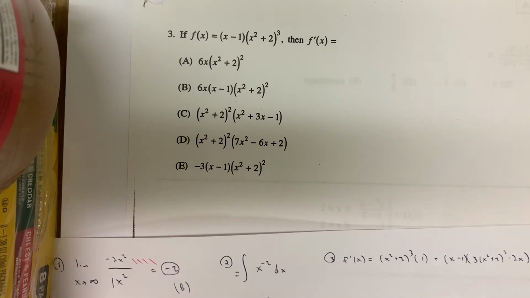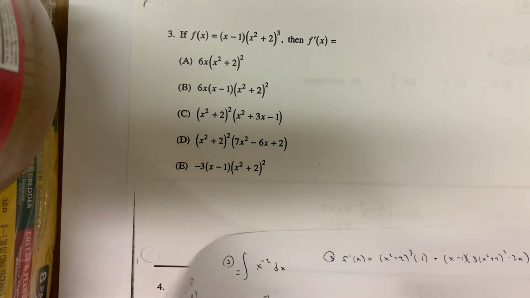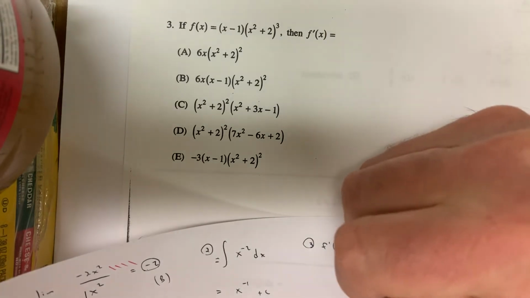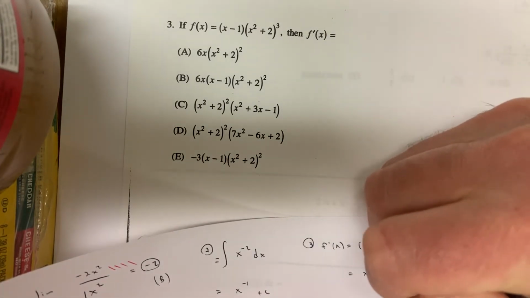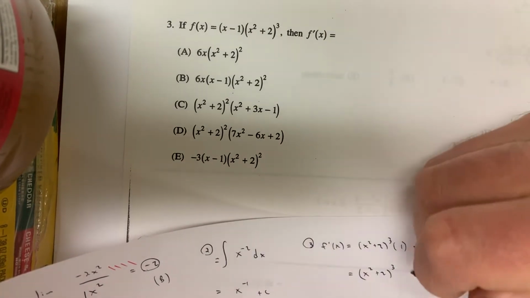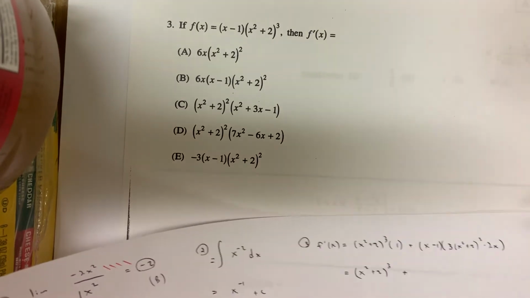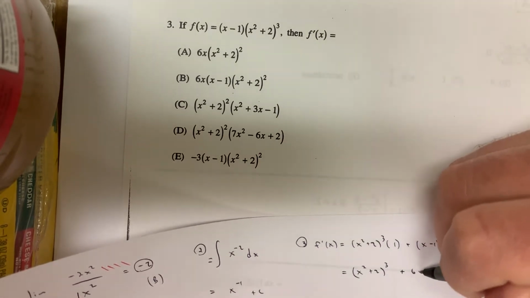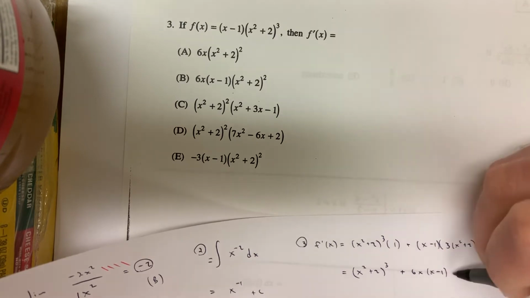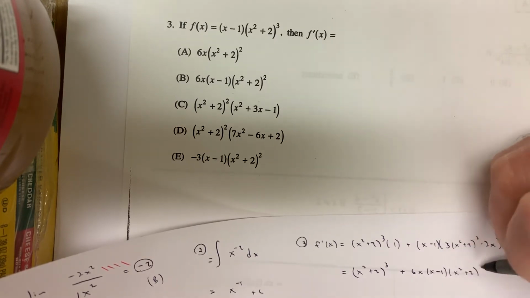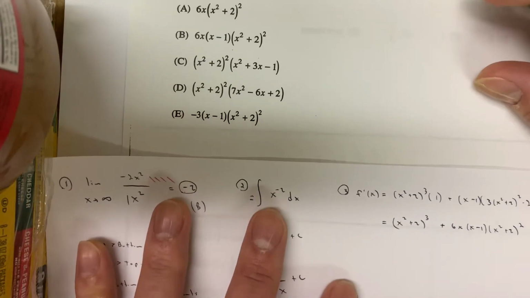Okay, so be careful with that right there. If you simplify this a little bit, just get rid of those parentheses. We get what? (x squared plus 2) quantity cubed, plus, what's my coefficient in front? 6. Put the x next to it, then the (x minus 1), then the (x squared plus 2) quantity squared. It's really set up nicely here.